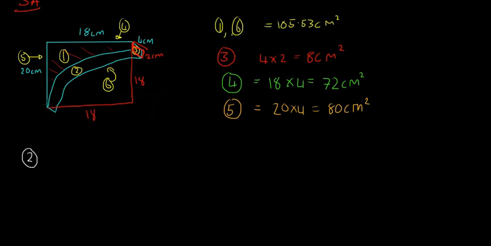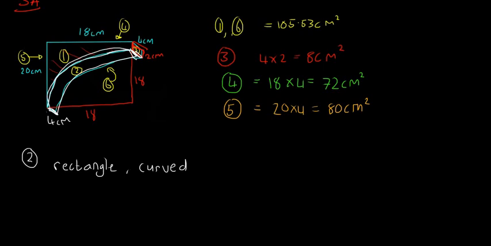2, as we can see here, is going to be curved. We have this shape here. But one other thing we can see is that it's actually a rectangle. So this is actually a rectangle, it's just curved. So we need to find one length, which is this side here and this side here, and we already know that. That's going to be 4 centimeters, the depth. So really what we need to do is find this other length here.